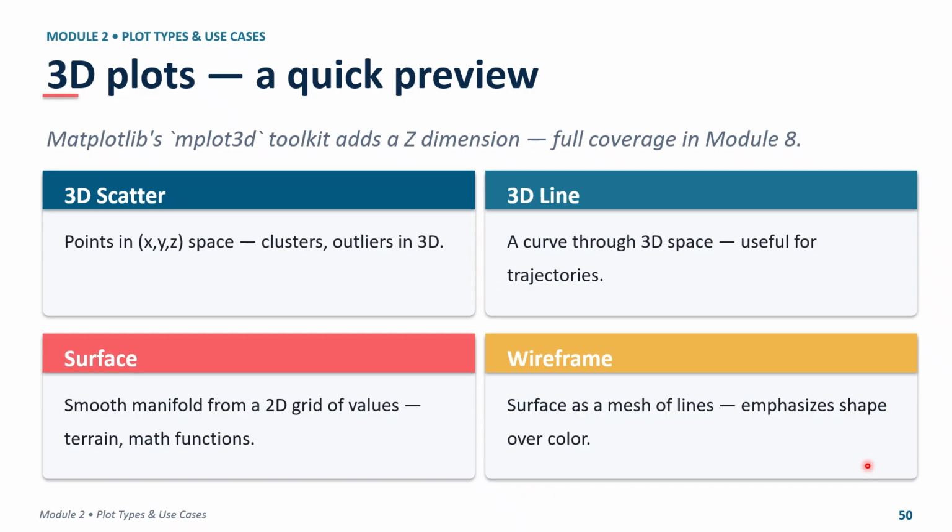And the surface plot shows a smooth surface over a 2D grid of x, y points, where height z is a function of x and y. You can use this surface plot to create a terrain elevation map. So for geospatial computing problem statements, you can go ahead and use the surface plot. Next is wireframe, which is very similar to a surface plot but rendered as a mesh of lines instead of a solid surface. So it's slightly easier to see the underlying shape than with a surface plot.